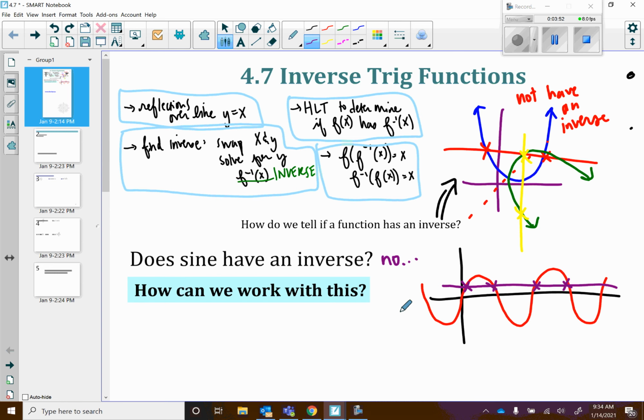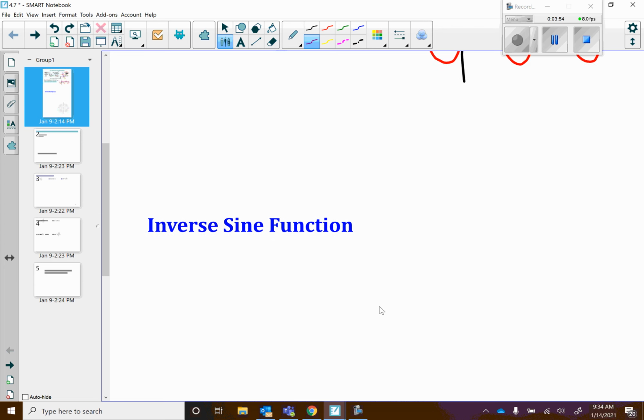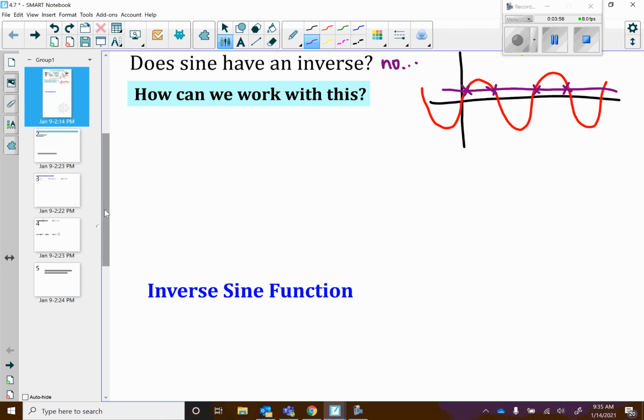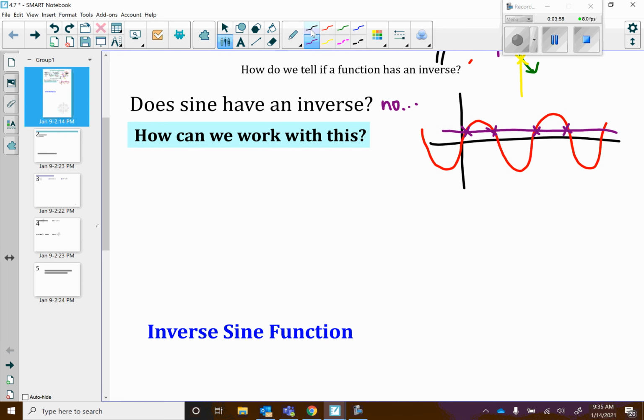Essentially, I need to say, I'm not going to look at this entire curve. I am only going to look at a little piece of it. I am going to restrict the domain of sine to only go from negative pi over 2 to positive pi over 2.